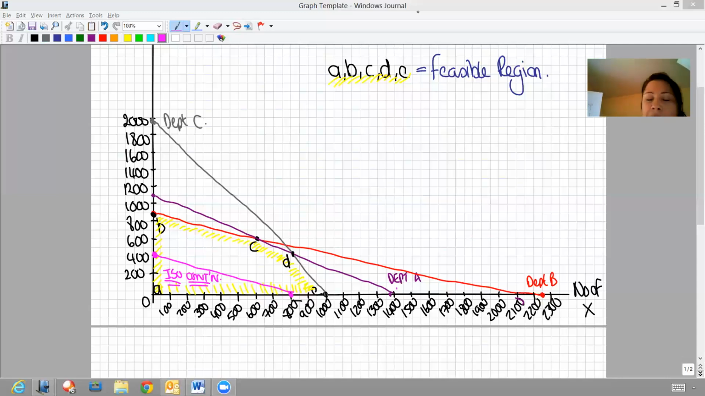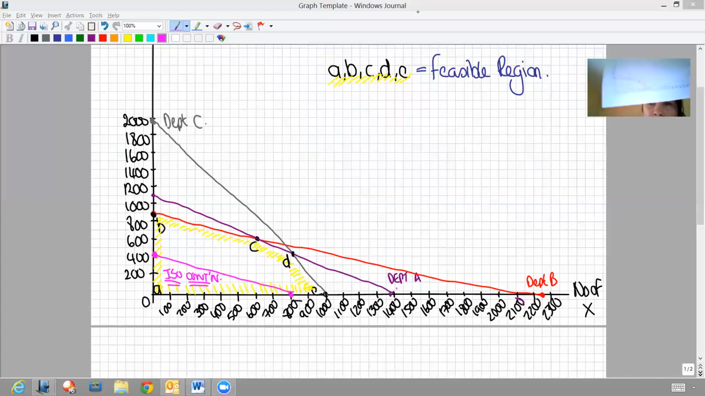That's our answer. Now, if your ISO contribution line was above your feasible region, you push down at the angle of the line, and this time it would be the first intersect that you come to. That would be your optimal solution. That would be your answer.